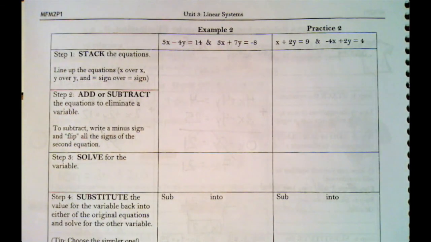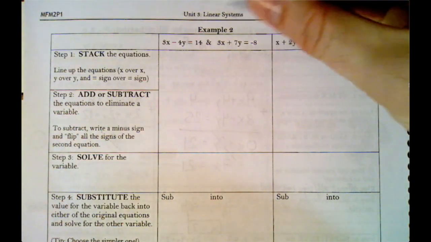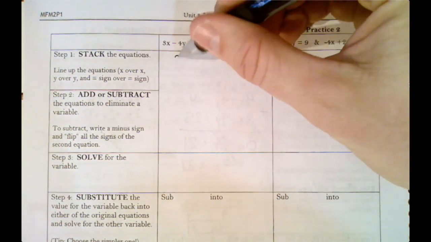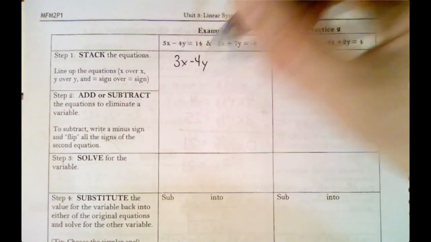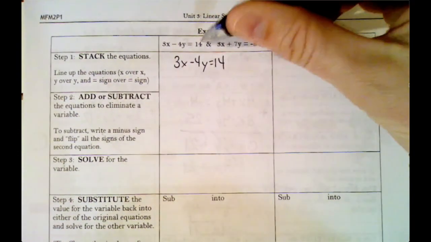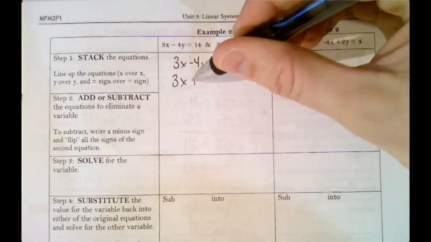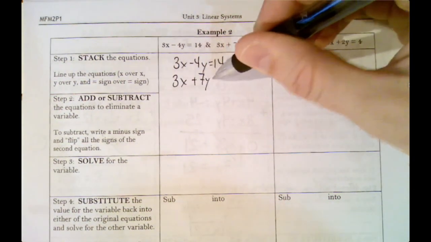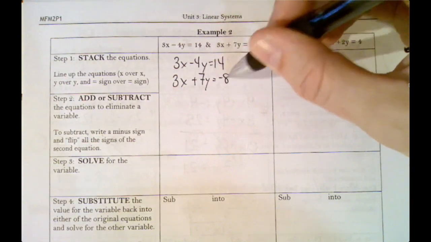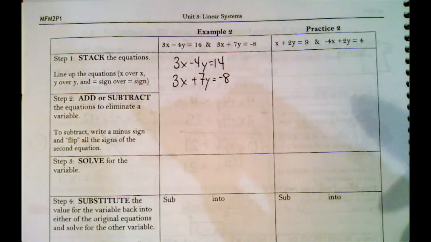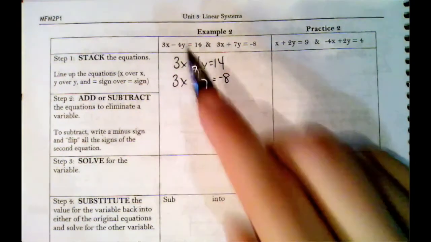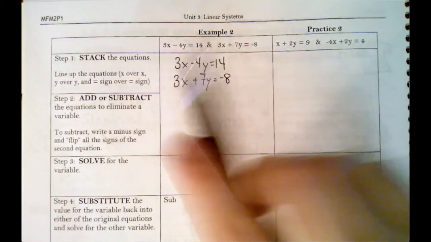Example 2. Same process, nothing's going to change, except instead of adding to eliminate, maybe this time we'll subtract. Let's find out. 3x minus 4y equals 14 is our first equation. Our second equation is 3x plus 7y equals negative 8. So do we have the same number in front of a pair of letters? And we do. Our x's, the number in front is 3.